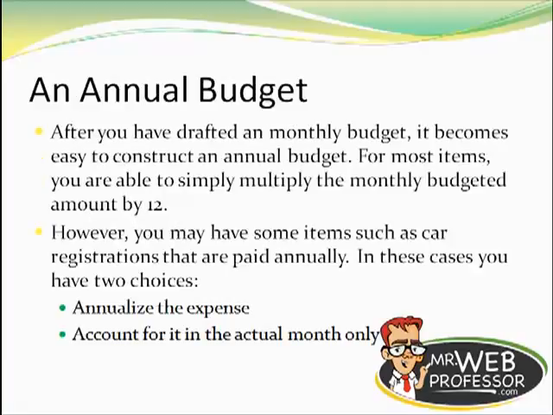Let's talk a little bit about an annual budget. After you've drafted a monthly budget, it becomes easy to construct an annual budget. Because for most items, all you have to do is simply multiply your monthly budgeted amount times 12. However, you may have some items such as car registrations that are paid annually. In these cases, you have two choices. You can annualize the expense, which means you can take that total amount and divide it by 12, and then keep that money set aside every month. Or you can just plan for it in the actual month that it's going to take place. And so those are a couple of good options for you.